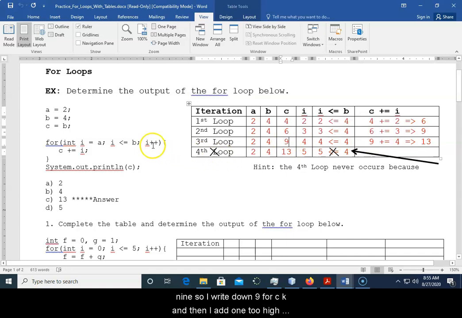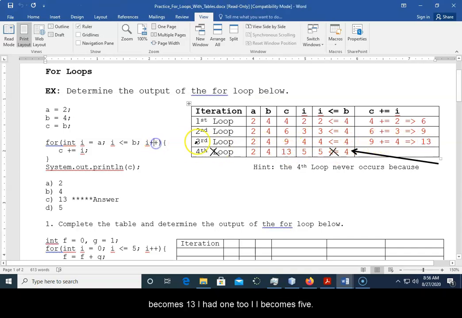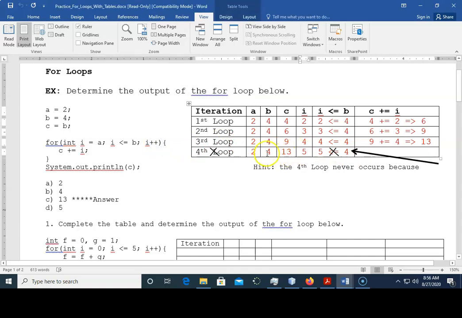And then I add 1 to I, so I becomes 4. A and B never changed. So is 4 less than or equal to 4? Yes, so I take my 9 and 4, add them together, it gets 13. C becomes 13. I add 1 to I, it becomes 5. 2 and 4 never change. And so then I check again, is 5 less than or equal to 4? Yes, or sorry, no, it's not. So now this for loop is complete and it prints C. And then right here, the last value of C was 13, so your answer was C right there.